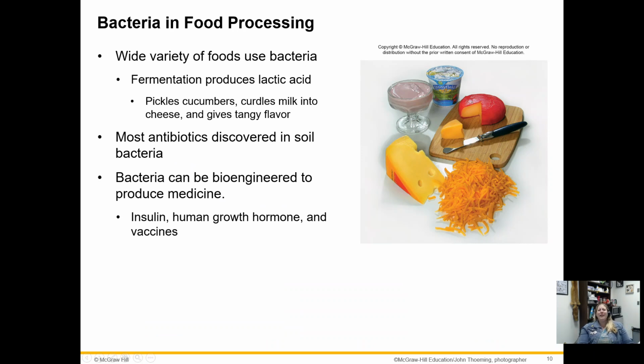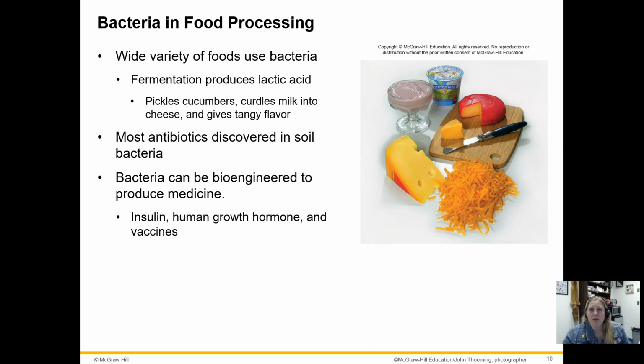And again, bacteria are huge parts of fermentation. And if you like fermented foods, you like bacteria. Fermentation produces that lactic acid. So if you like those tangy yogurts or sour creams, that's that tangy flavor, and that's coming from those bacteria. It can pickle cucumbers. It can turn milk into cheese. I love cheese. I'm from Wisconsin. I actually worked in a cheese store. So, like, I don't think I can get away with not liking cheese.